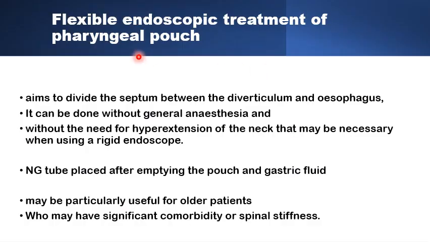The other technique uses flexible endoscopes rather than rigid scopes to do the same thing, to divide the septum between the pouch and the lumen of the pharynx and the esophagus, but with the advantage that it would avoid the use of a general anesthesia and also avoid the hyperextension of the neck that can be necessary with the rigid endoscopy. This can be particularly useful in elderly patients who cannot have a general anesthesia, and will also be useful in patients who have spinal stiffness, for example.